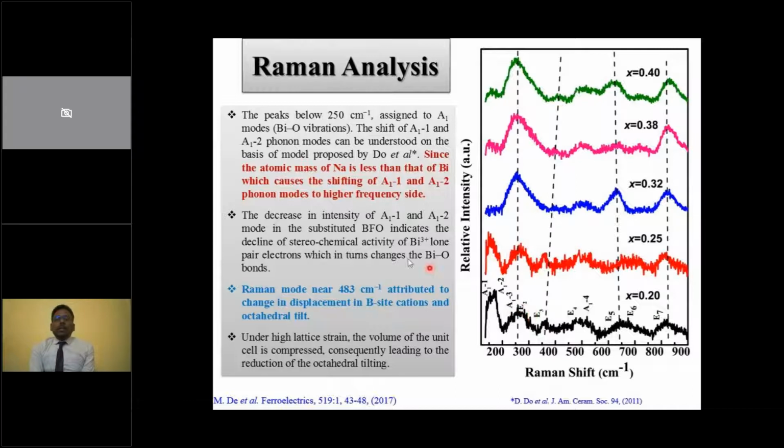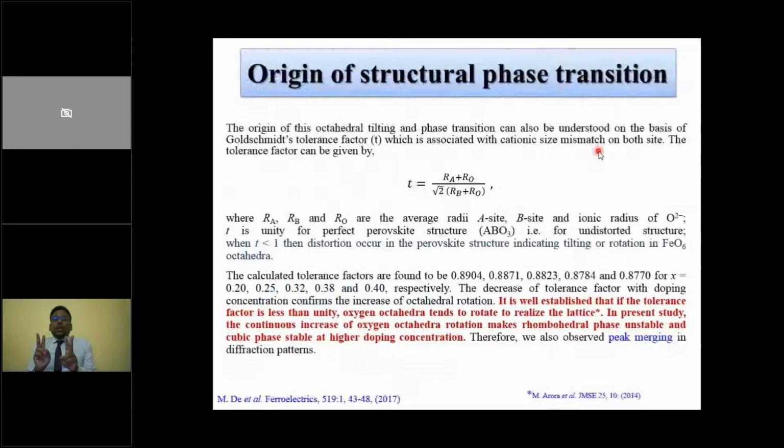And the decrease of the Raman peak near 430, that is E4, is attributed to the B-site cations and the octahedral tilting under high lattice strain. The volume of the unit cell compresses, consequently leading to a reduction of the octahedral tilting. Now these two can be correlated: the origin of the structural phase transition we see in the XRD pattern and what we get in the Raman spectra.